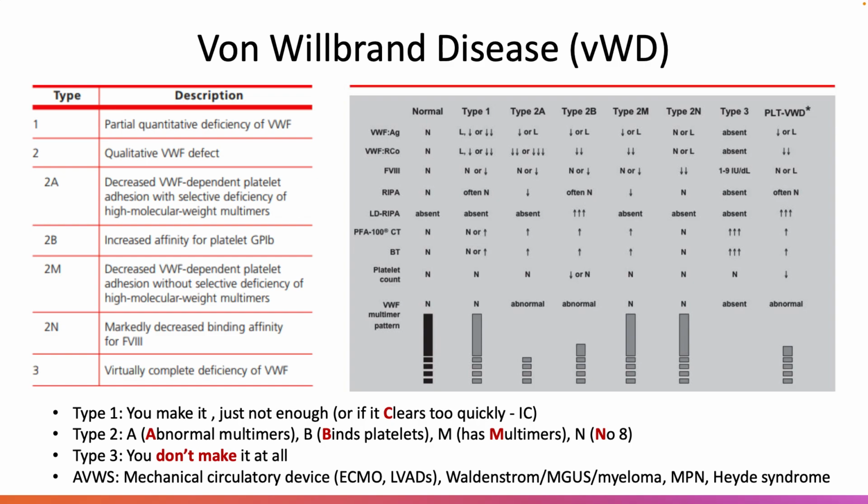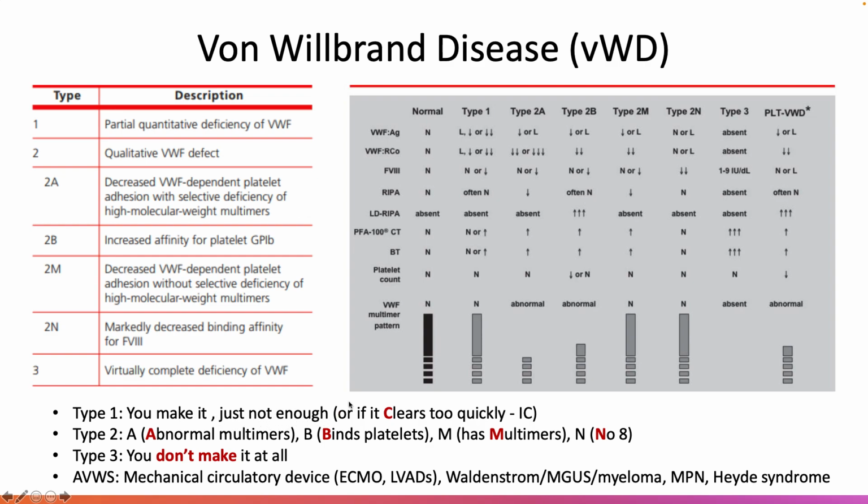It's difficult, right? But to cut the story short, essentially there are only three types. If you're talking about a quantity issue, then it's type 1. If it's a quality issue, then it's type 2. And if both quality and quantity are affected, which is virtually absent von Willebrand factor, then you're talking about type 3. So you can see that different phenotypes of von Willebrand disease will have different manifestations. This is very illustrative. But how do you remember it? Type 1 is basically you can make it, but it's not enough.